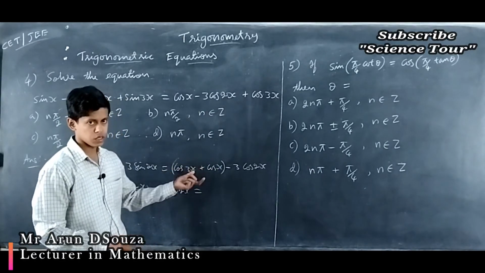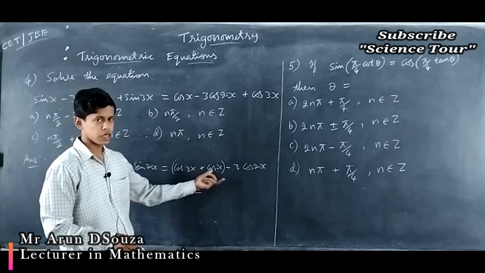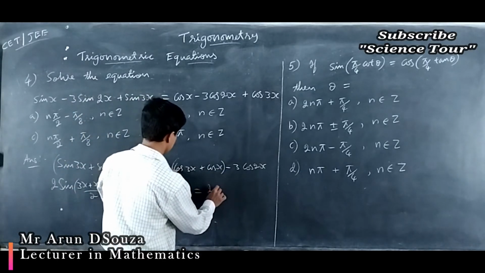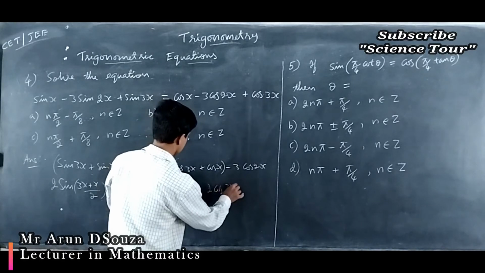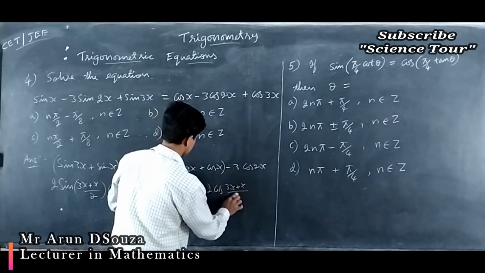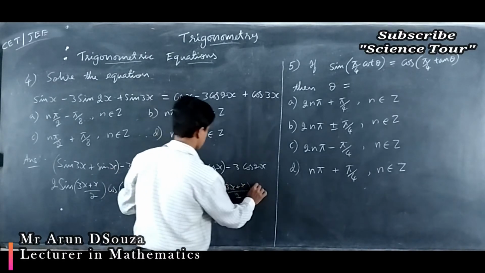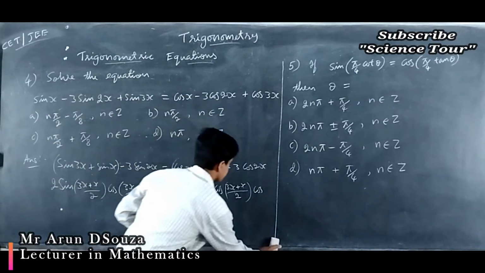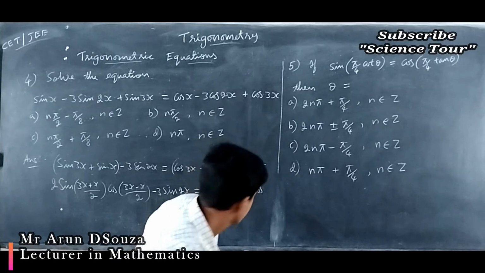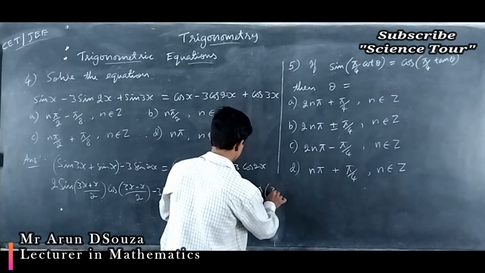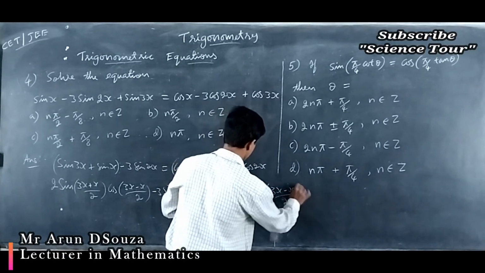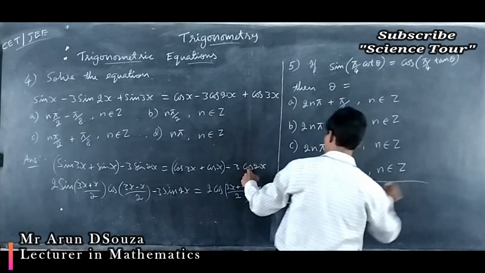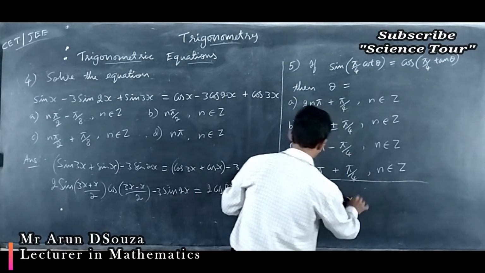You must use the formula of cos x plus cos y here. What is cos x plus cos y? 2 cos of x plus y by 2 times cos of x minus y by 2. So this is 2 cos of 3x plus x by 2, and once again cos of 3x minus x by 2, and then minus 3 cos 2x as it is.